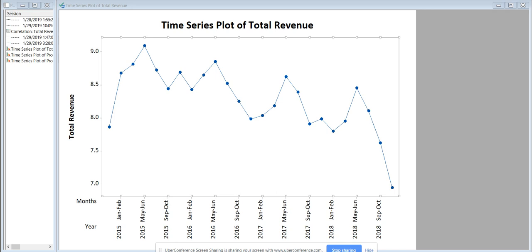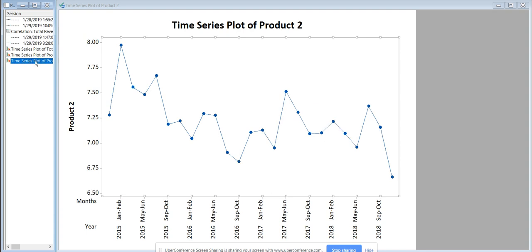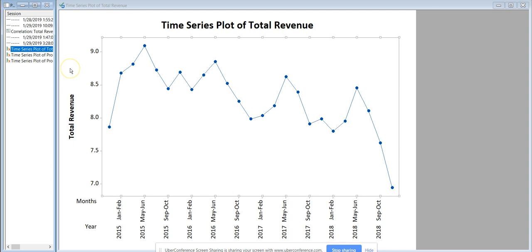So we're going to take a look at, for this example, in the next few videos, total revenue, and this is actual real data. Just the variables are blinded. So total revenue, and then the revenue from product 1 and revenue from product 2, and there were other products in the bag. So what we want to discuss is, what are these time series doing?